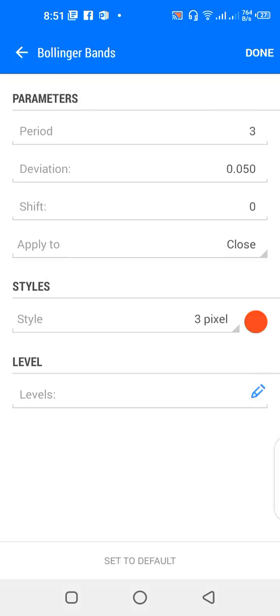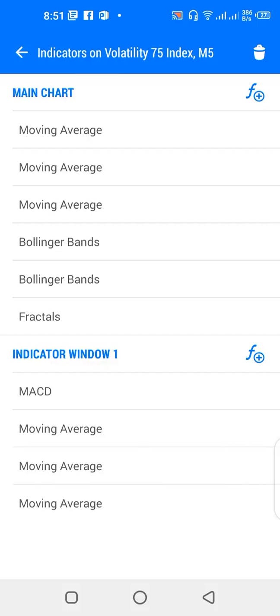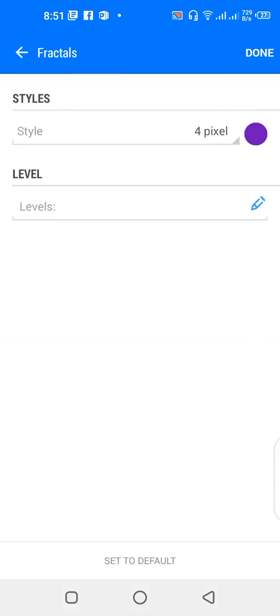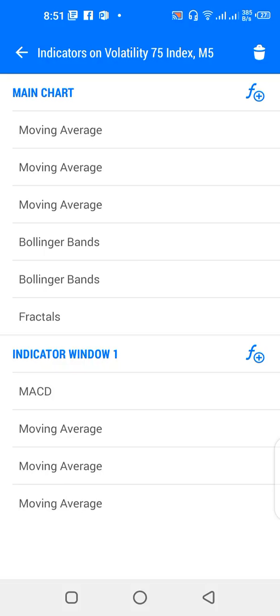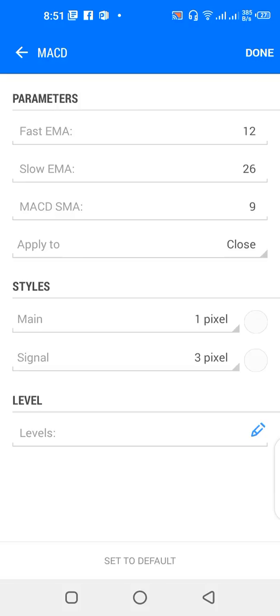Deviation is 0.050. Shift is 0. Apply to close. Color is red. Then you have fractals, okay? And then on the indicator window 1, you have MACD. Fast EMA is 12. Slow EMA is 26. MACD SMA is 9. Apply to close.